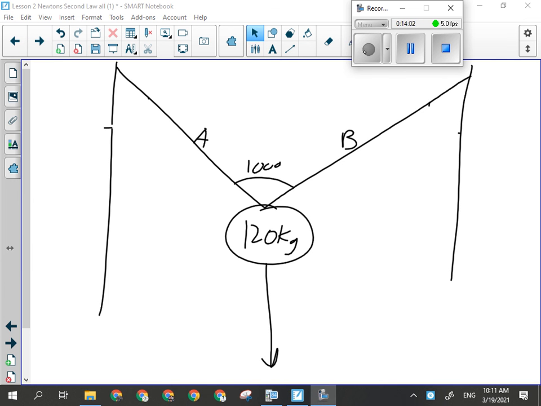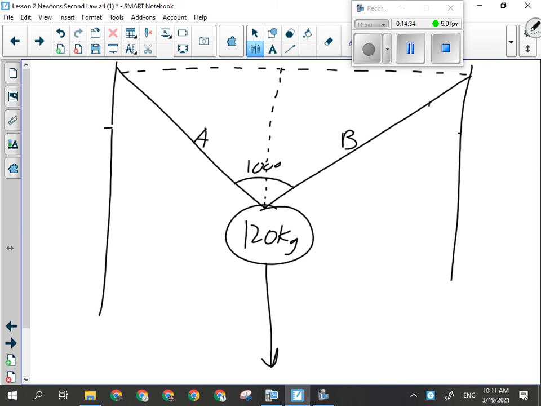What's the most important thing we need to know about this? That F net is 0. This thing is not moving, therefore all the forces are balanced. Now, I'm not really concerned about the horizontal components of B and A because they cancel each other out, and I can't get any numbers for them anyway. But what I am going to do is make a triangle for each one of those cables.